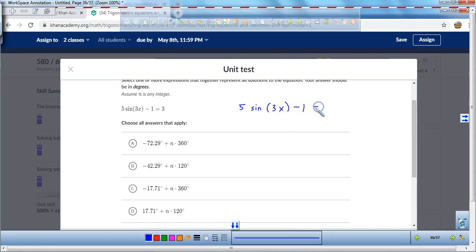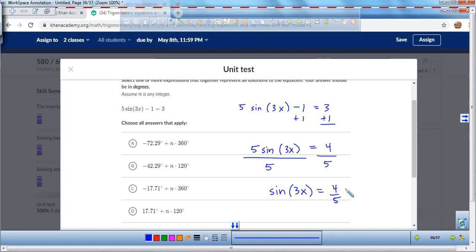All right, equals 3. Oh, this is going to be easier because it looks like sine is going to be in the first quadrant and the second quadrant. Sweet. So we're just going to add 1 to both sides, and we get 5 times the sine of 3x equals 4. We divide both sides by 5, and we get the sine of 3x equals 4/5. Well, that's clearly in quadrant 1. It's going to be really easy.